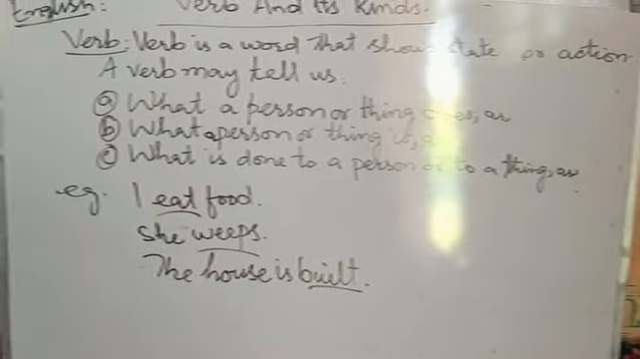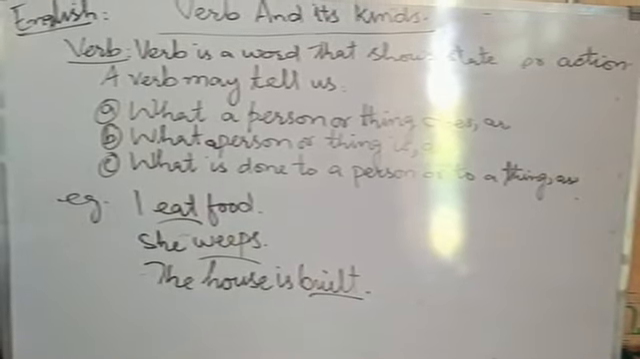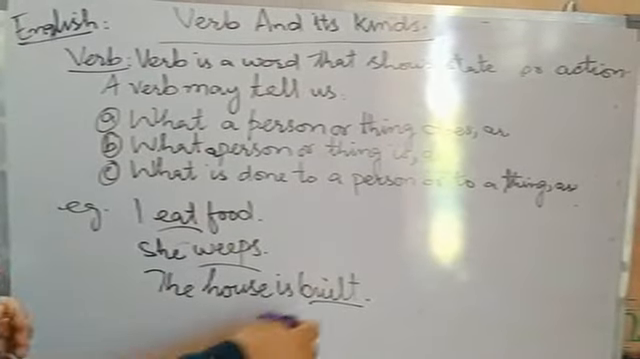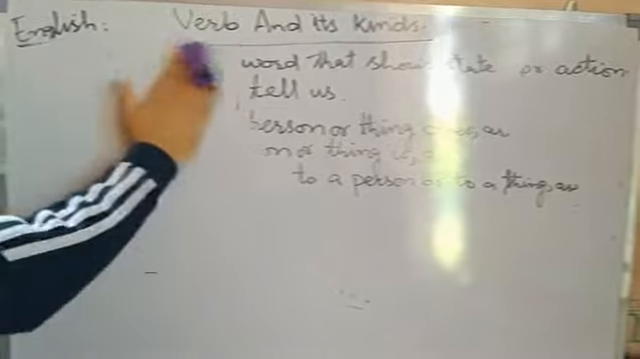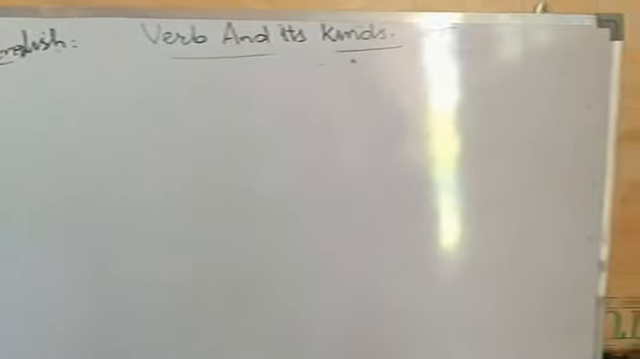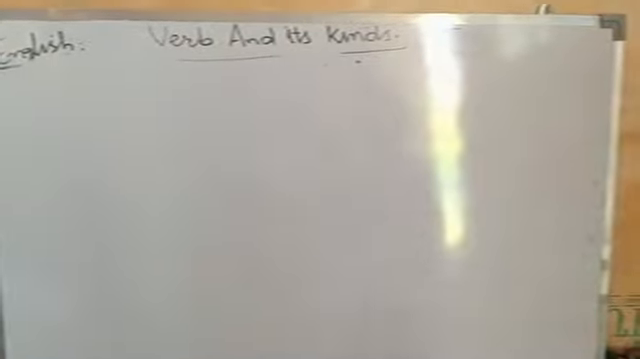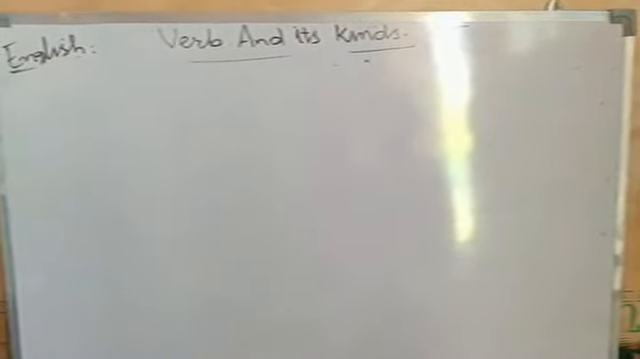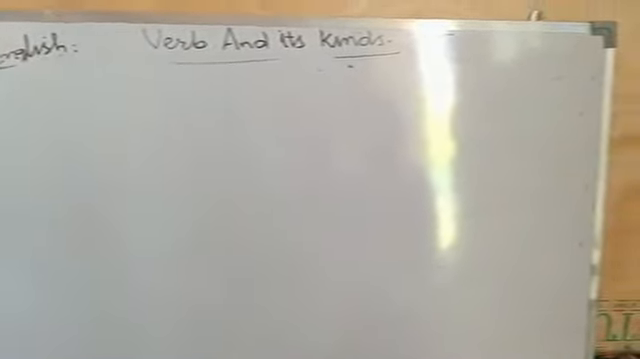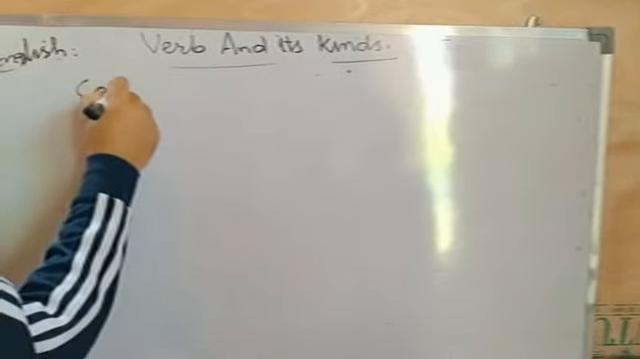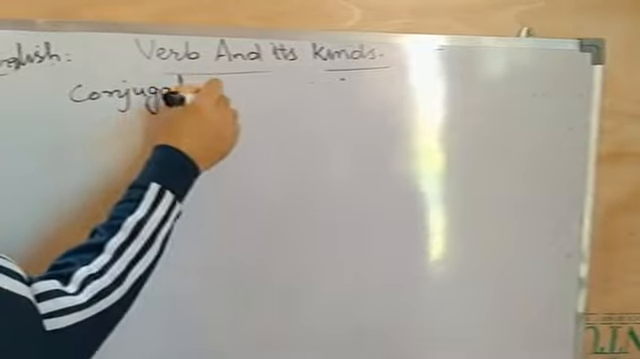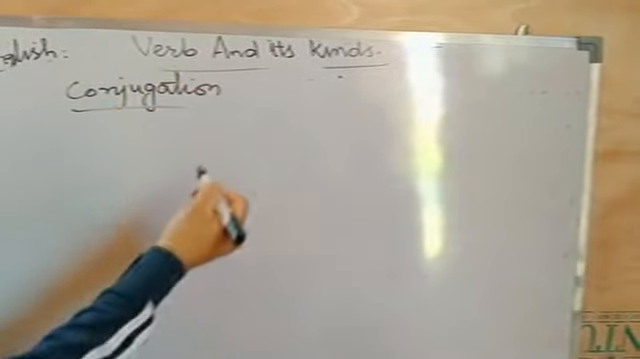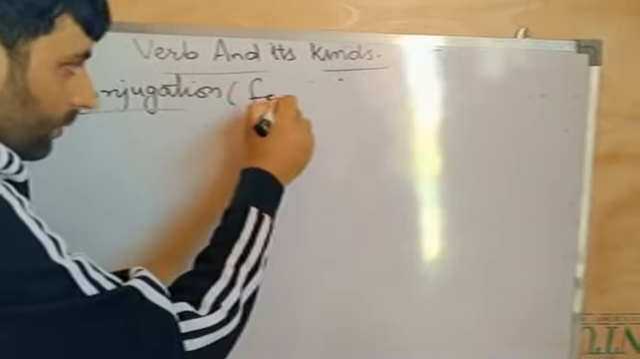Now, kinds of verb. Kinds of verb are three in number. Before discussing kinds of verb, let me tell you conjugation of verb, or we can say forms of verb.